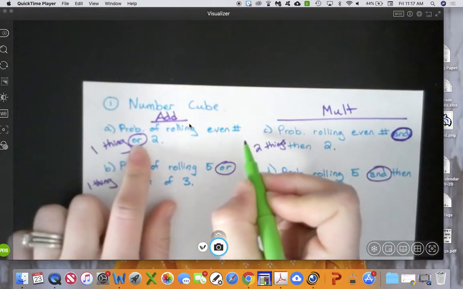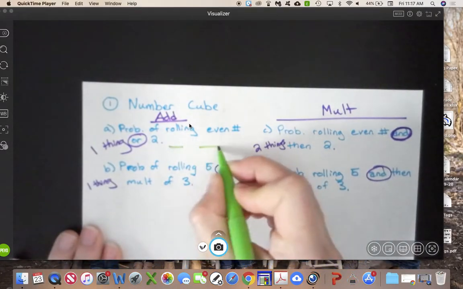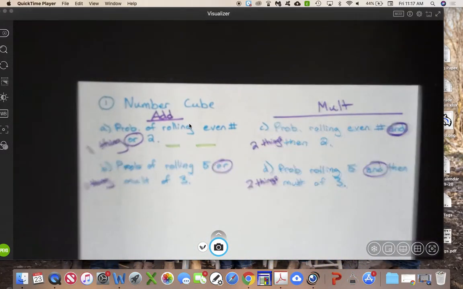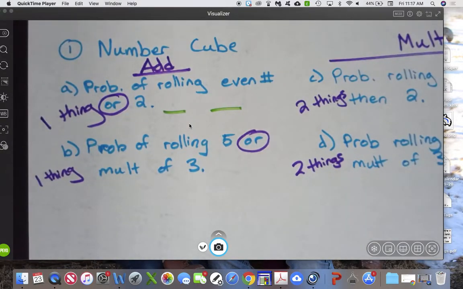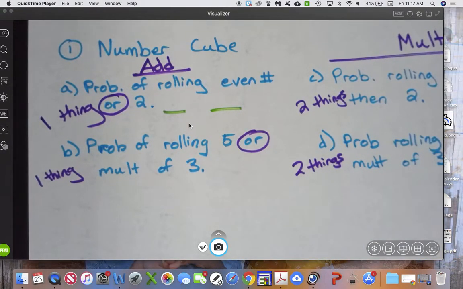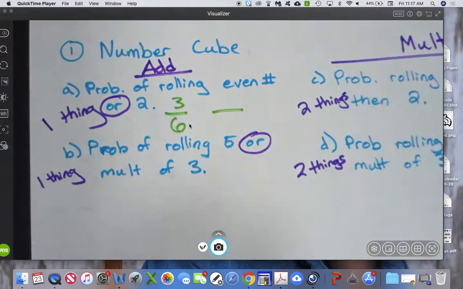Probability of rolling an even number. So we're rolling a dice. What's my chances of rolling an even number? Here's my 2 fractions I've got set up. Can you see that very well? Can you see that green? Yeah, okay. What are my chances of rolling an even number? 3 out of 6, right? 3 over 6. Or a 2.